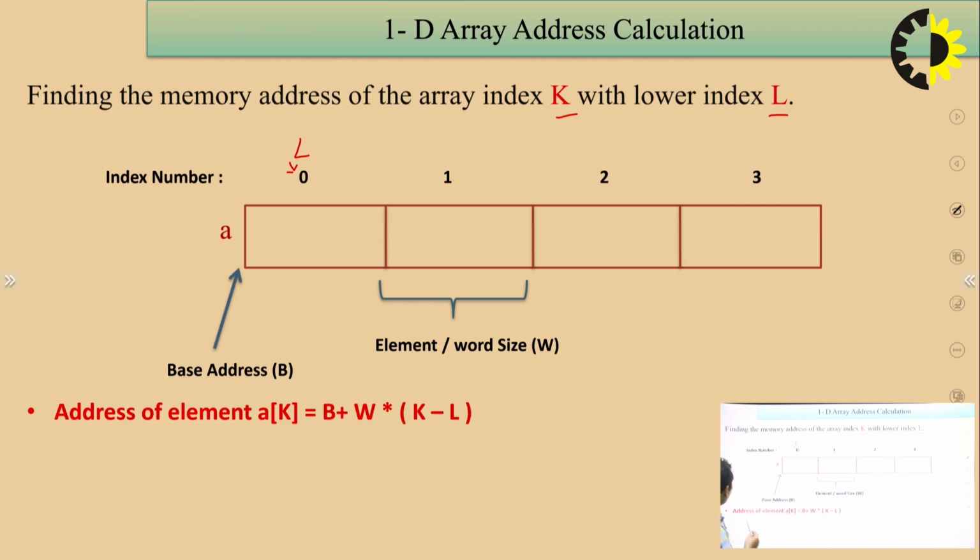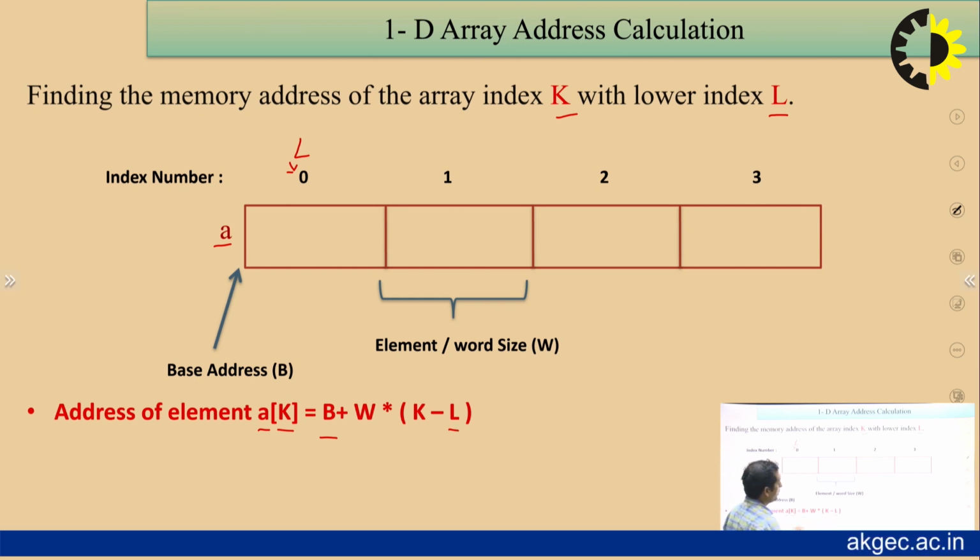So, how to find the address of an element? A is the array. Finding the kth element memory address, meaning the kth index memory address, the formula is B, that is the base address, plus W into K minus L. L is the lower limit.